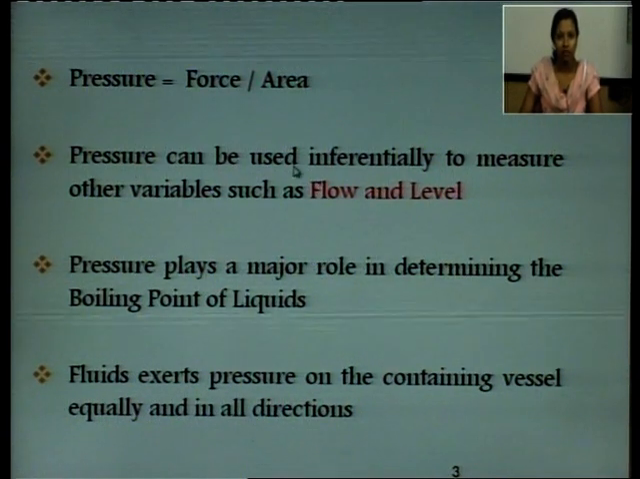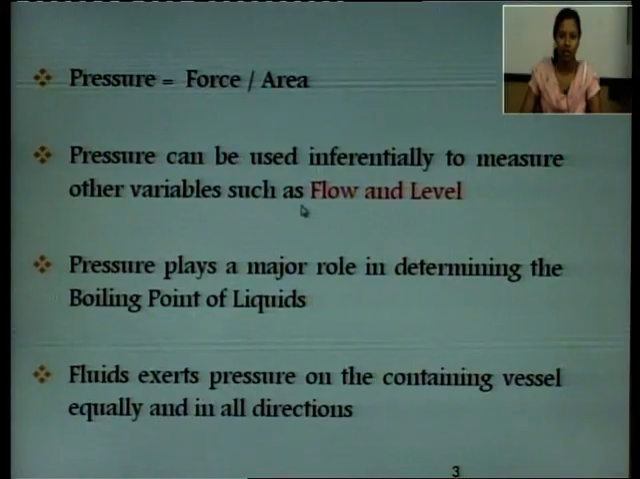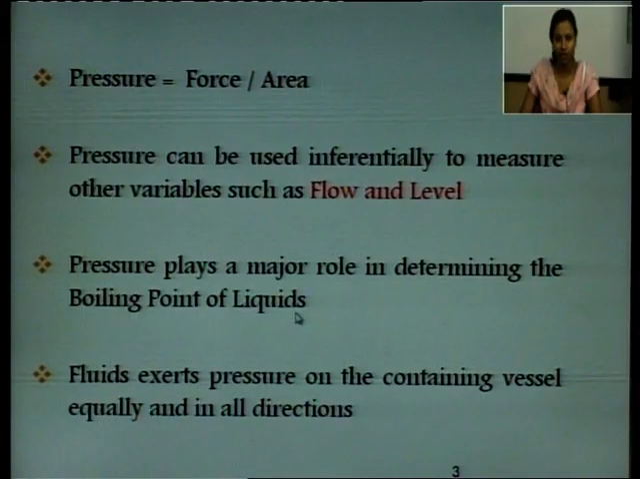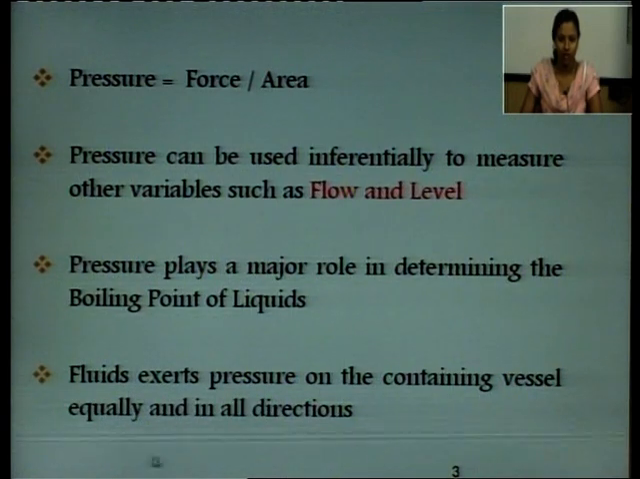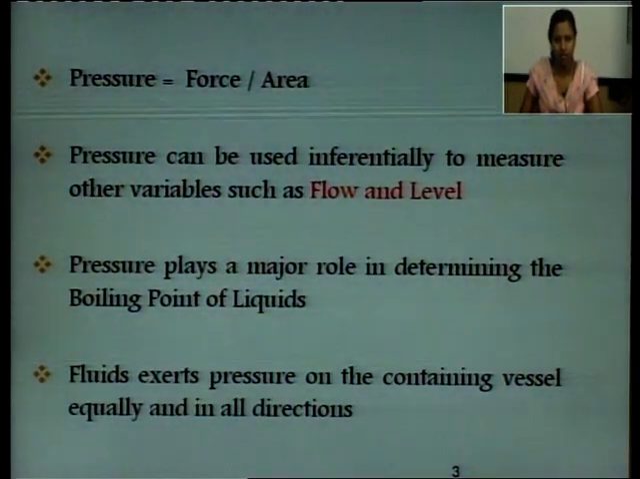Pressure can be used inferentially to measure other variables such as flow or level. Pressure plays a major role in determining the boiling point of a liquid. So, boiling point depends upon the pressure. What is the atmospheric pressure at any place? Fluid exerts pressure on the containing vessel equally and in all directions.